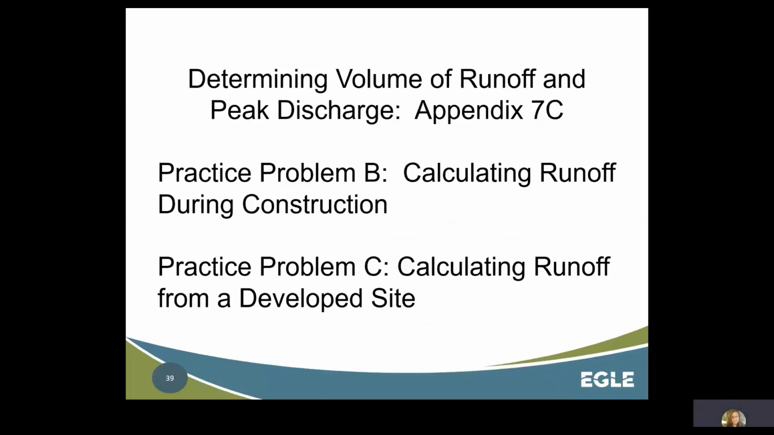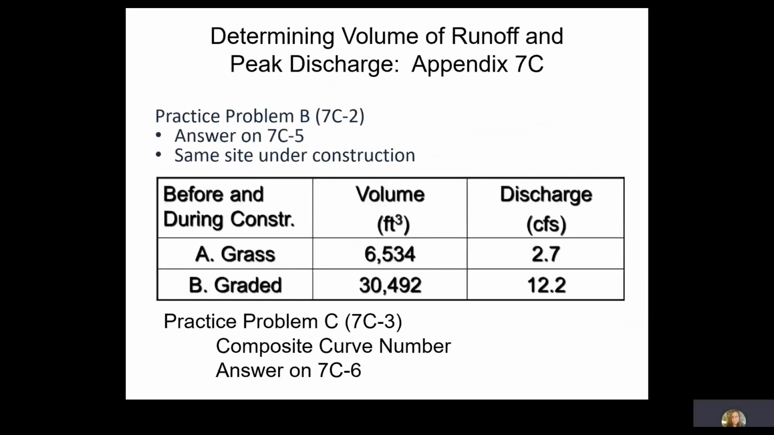There are 2 more practice problems in Appendix 7C of the training manual that are similar to the problem we just completed. However, they will show how different the volume of runoff and peak discharge is between an undisturbed site, a disturbed site during construction, and a site that has been fully developed. Practice problem B is the same as A, but after the site has been graded. Look at the difference in volume and discharge rates between an undisturbed site A and a disturbed site B.